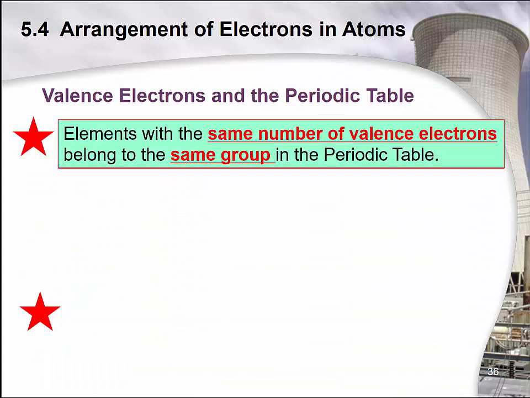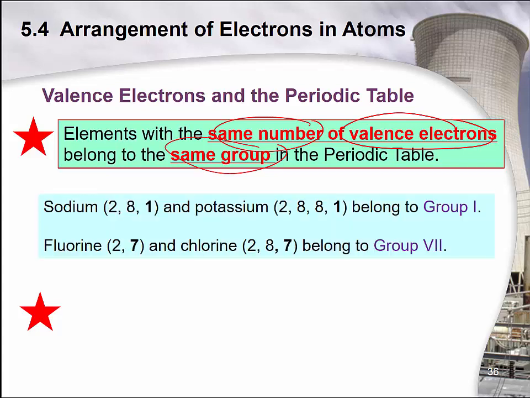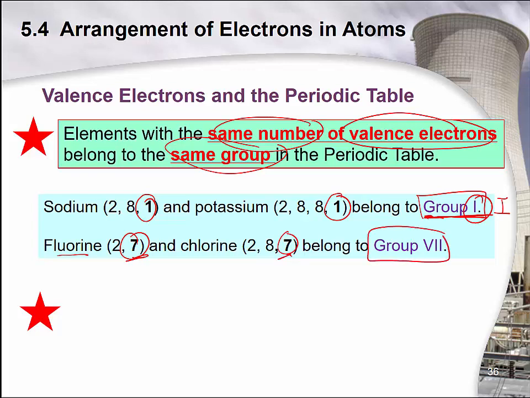Elements with the same number of valence electrons belong to the same group. As we mentioned just now, same number of valence electrons, which is the outer electrons, the last number, they all belong to the same group. For example, sodium 2,8,1 must be the same group as potassium 2,8,8,1. All belong to group 1. Capital G, and then this is a Roman numeral. You can write as a capital I. Now 7. Fluorine is group 7, chlorine group 7, because they both have 7 valence electrons. It's VII, group 7. This represents 7 in Roman numerals.